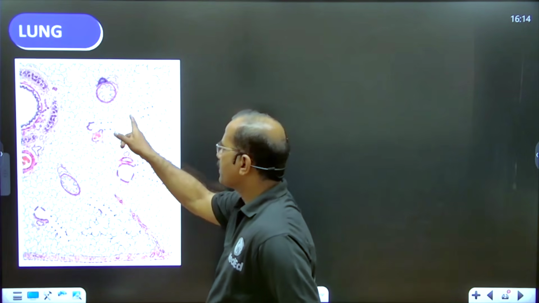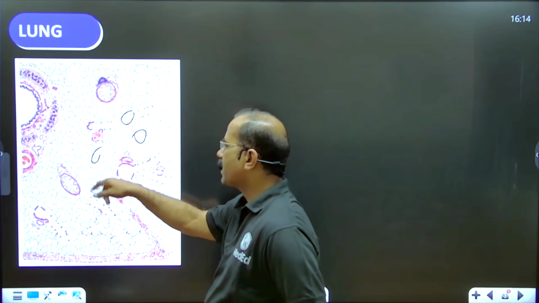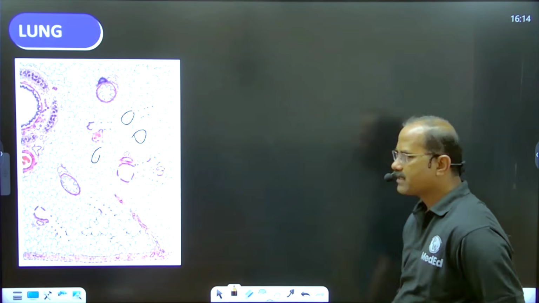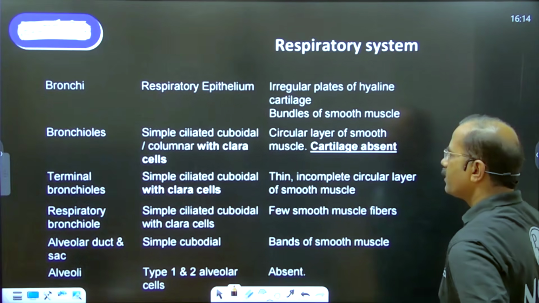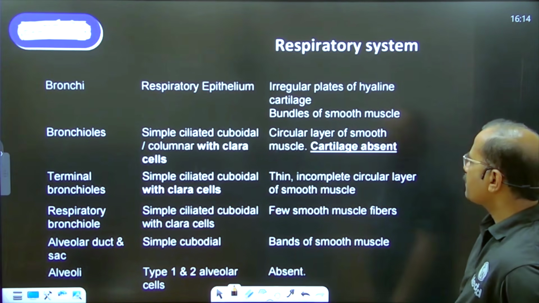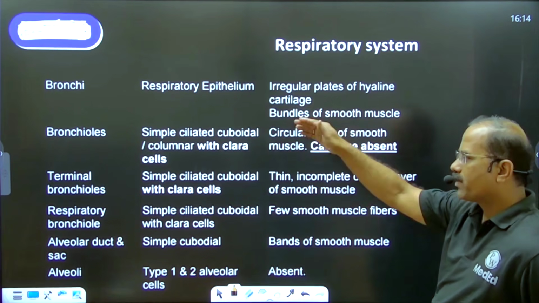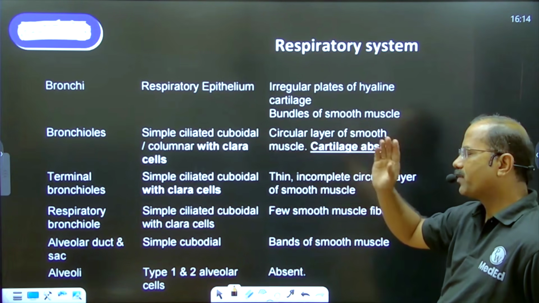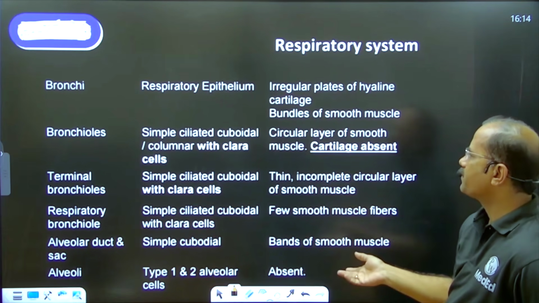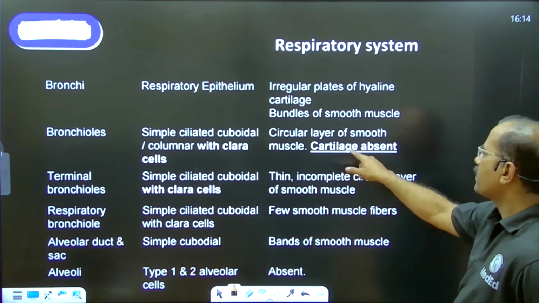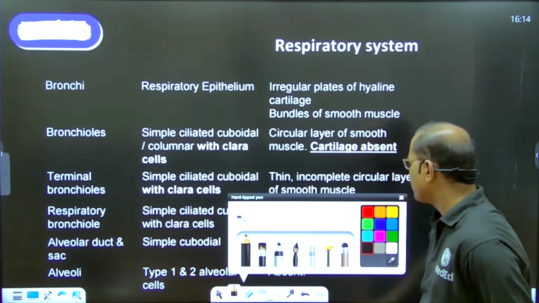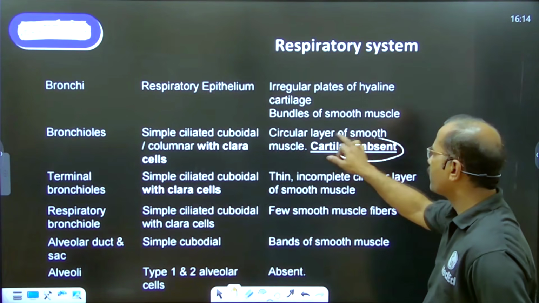These are the alveoli here. You can see these alveoli are lined by simple squamous epithelium. A slide of lung. So just see the slide. The differences between the bronchi, bronchioles, terminal bronchioles, respiratory bronchioles, alveolar duct, and alveoli. Okay. So in bronchioles, cartilage is absent.